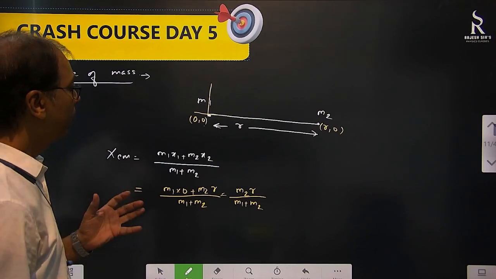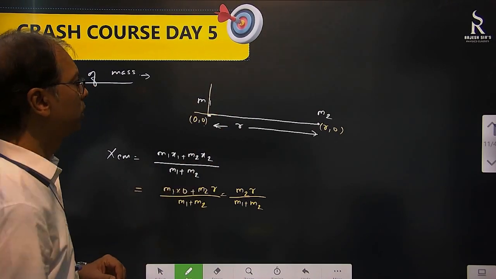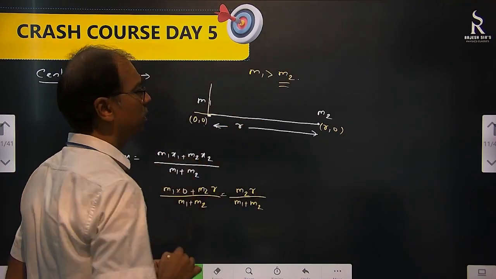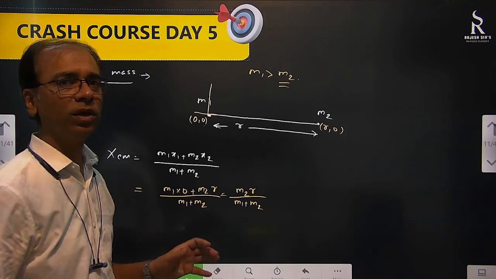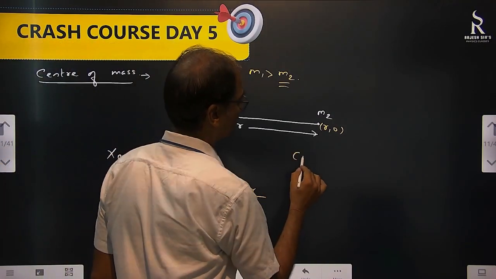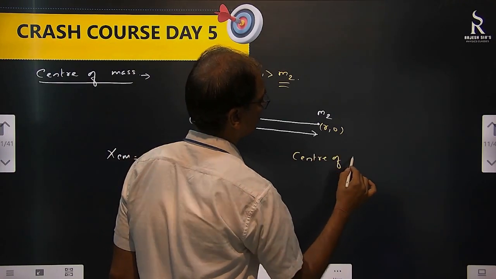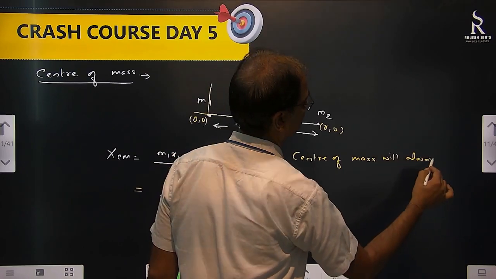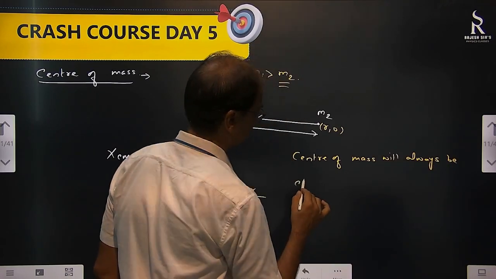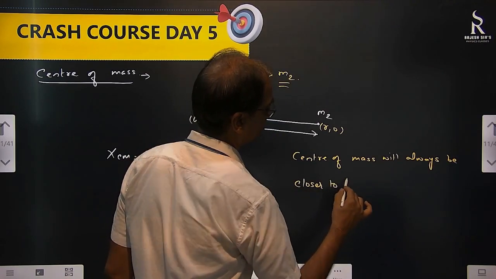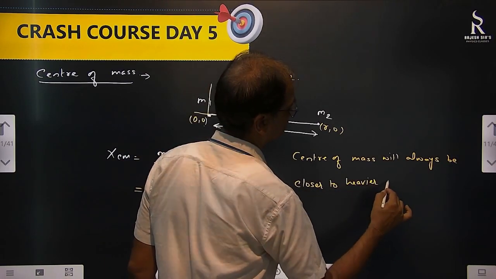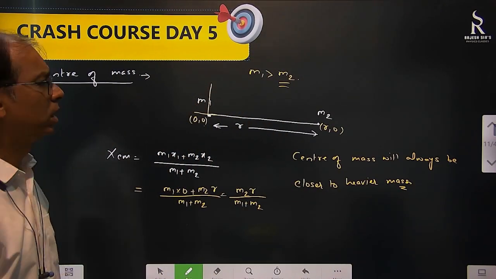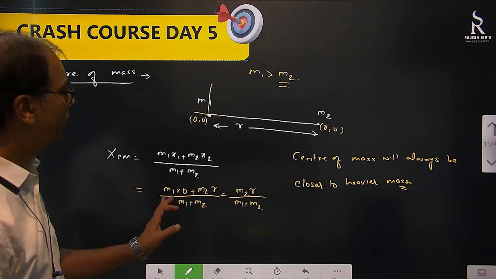Now, where will the center of mass be out of the two? Where will it be closer? If m1 is greater than m2, the center of mass will be closer to the heavier mass. Center of mass will always be closer to the heavier mass. It will always be closer to the heavier mass. Okay, so this way we can find it.